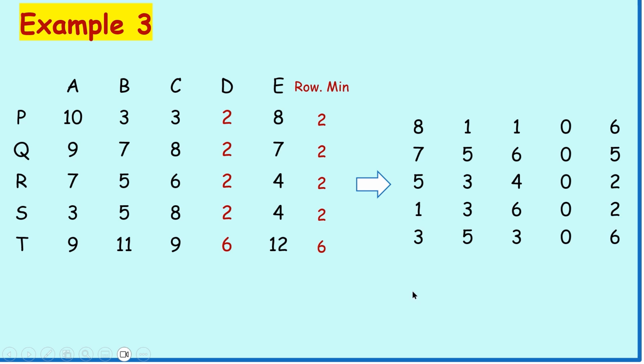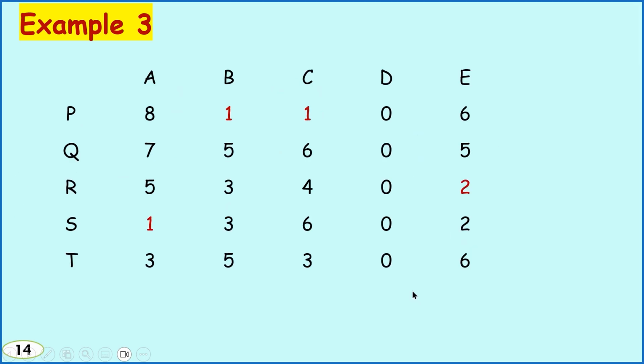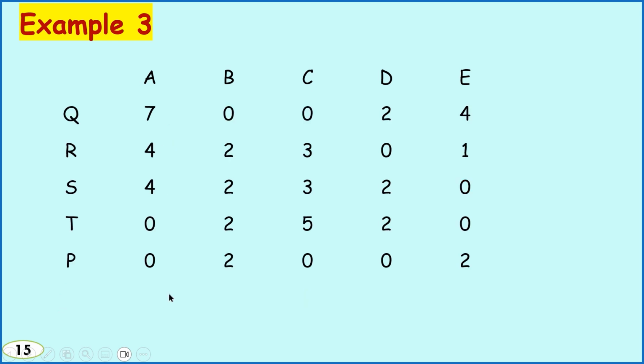Now again, you identify the minimum value in each column. The first column minimum value is 1, the second column minimum value is 1, the third column minimum value is 1, the fourth column minimum value is 0, and the fifth column minimum value is 2. So now subtract the minimum value from each column. If you subtract it, the resultant matrix will be like this.